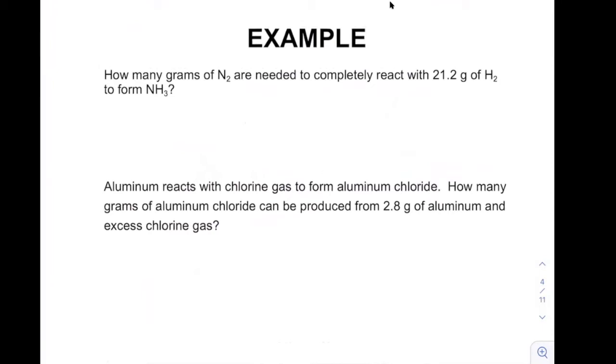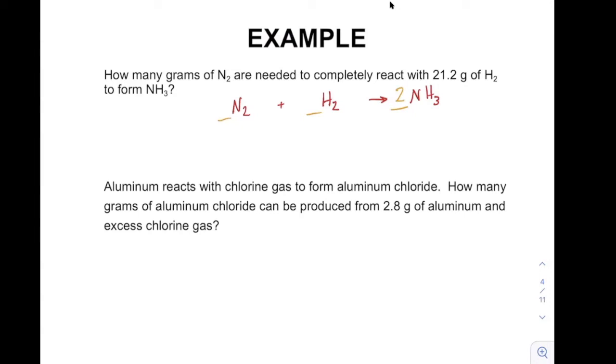So the question is, how many grams of N2 are needed to completely react with 21.2 grams of hydrogen to form NH3? So the first thing we need is a balanced equation. So this word problem tells us that we are going to be reacting N2 with H2 to give us NH3. And so if we work on balancing this equation, right now we have 2 nitrogens and there's only 1 nitrogen here. So the first thing I'll do is put a 2 here. And so now we have 2 nitrogens and 2 nitrogens.